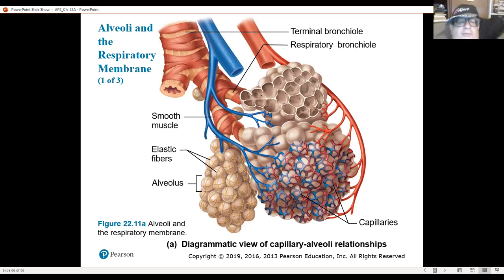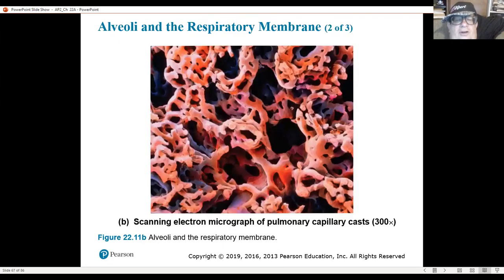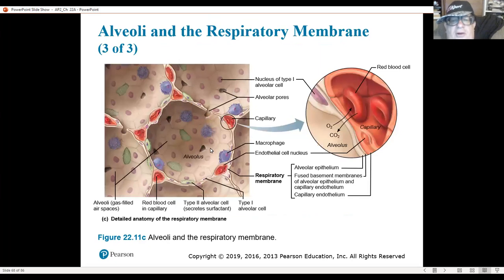So here we have alveoli and the respiratory membrane, and you can see the little yellow, thin, elastic fibers there. Good drawing. All right, and there's an electron micrograph of the exact same thing. You can see the capillaries, and underneath, you can see the surface of the alveoli.